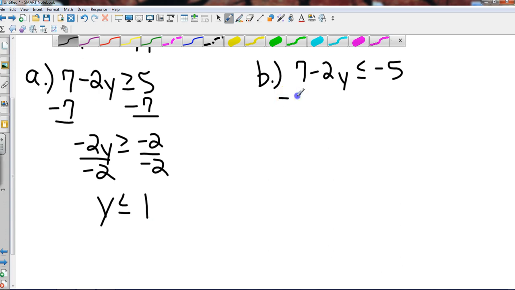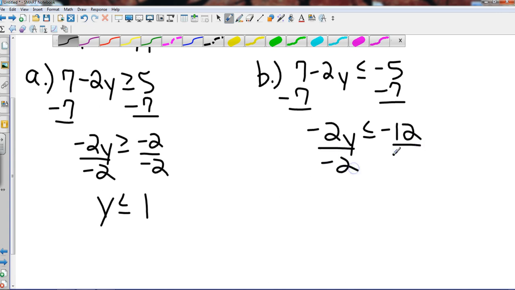Second one, same step, subtract 7. I get negative 2y is less than or equal to negative 12. I'm going to divide both sides by negative 2, and flip the sign. And y is greater than or equal to 6.